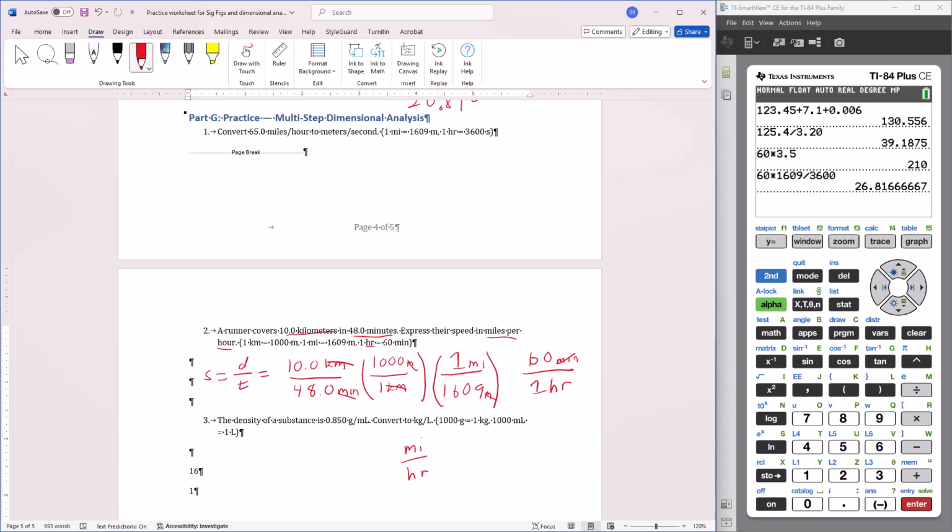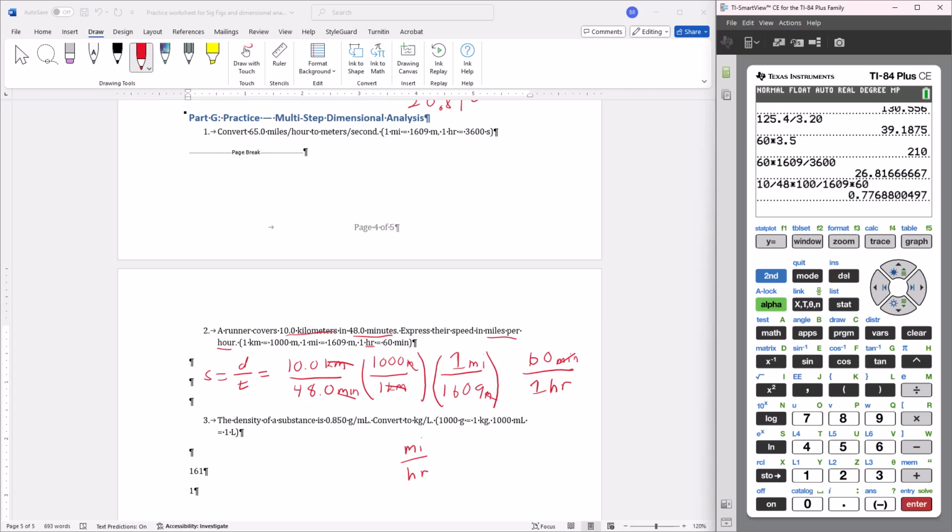How would I compute that? It looks daunting, but it really isn't. First I can get to the right location. I can just do 10 divided by 48, times 1,000, divided by 1609, times 60. Since we're doing straight multiplication, it actually is straightforward, except that should be 60, not 600. And that gives me 0.7768 miles per hour.